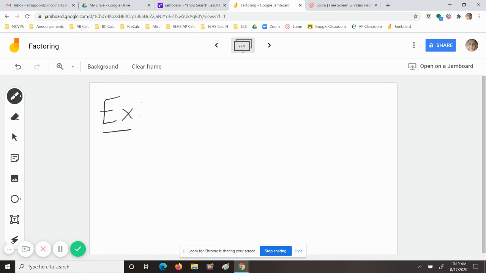Let's say that we're starting out with x squared plus 9x plus 20. And we want to factor this. So again, remember what I said to start with. We need two numbers that add together to equal the number with the x. In this case, that is a 9. And then we need the same two numbers to multiply together to equal the number by itself, the c constant, which is positive 20. So we need two numbers that fit that.